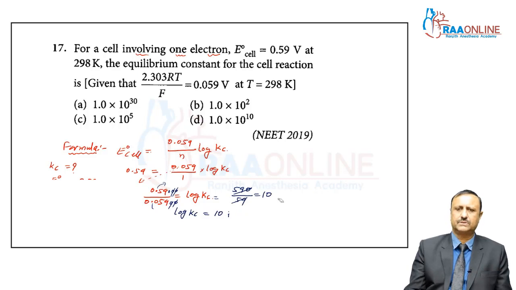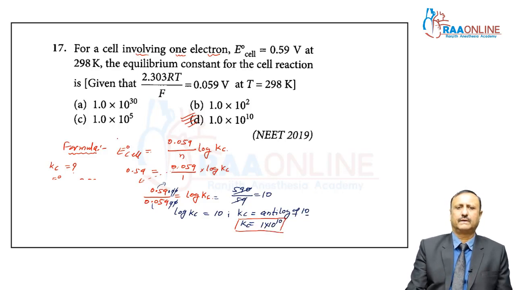When we take the antilog, Kc is equal to the antilog of 10, that is 1 into 10 to the power 10. So Kc is equal to 1 into 10 to the power 10, my dear students. So the answer to question number 17 is D, 1 into 10 to the power 10.